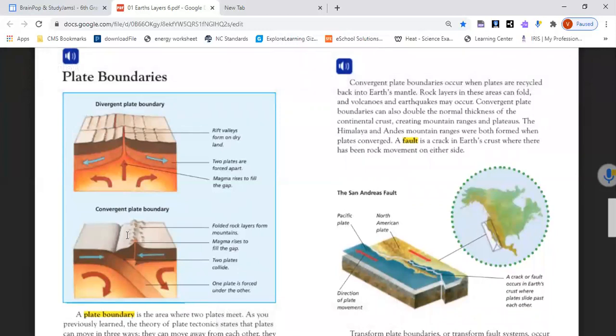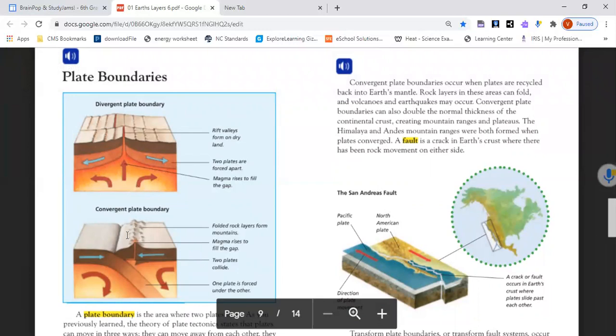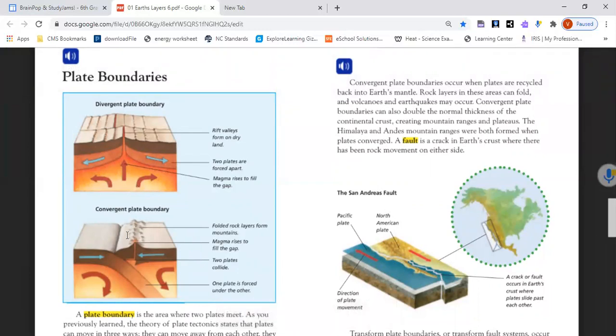So what happens in these areas where the plates converge and are recycled? It can have a subduction. This is called a subduction, when one plate slides down. And what can result? It can result in a volcano, or it can result in an earthquake. Convergent plate boundaries can also double the normal thickness of the continental crust.